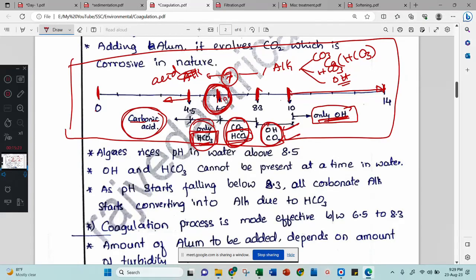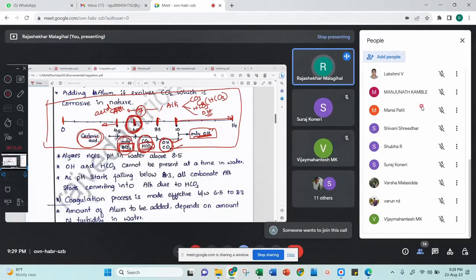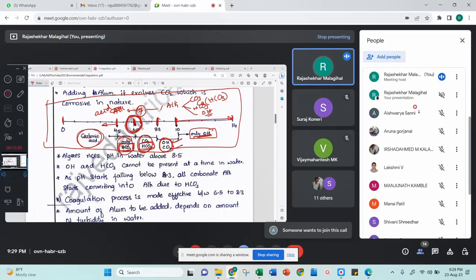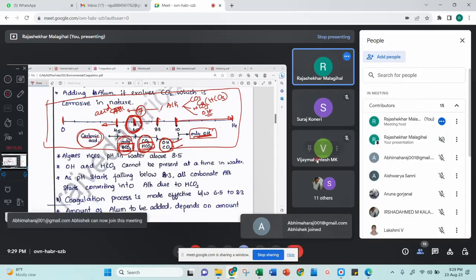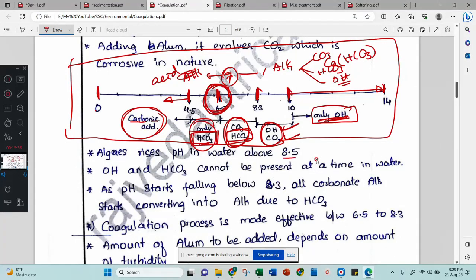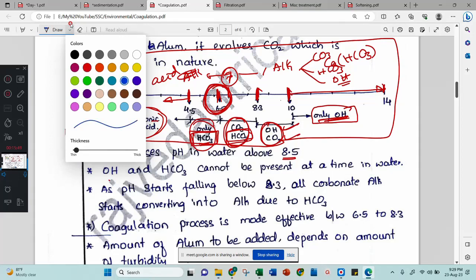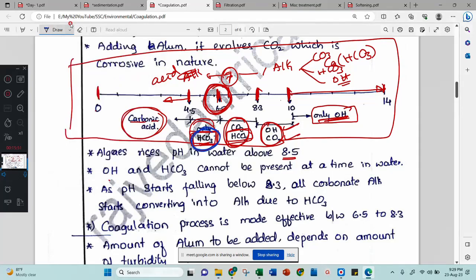Okay, the algae raises the pH in water above 8.5. You remember this one. Whenever algae are present in the water, they will raise the pH of the water. Okay, how much? 8.5. Then OH and HCO3 cannot be present at a time in water. Always remember this. Where is the OH, HCO3, with blue color, concentrate on the blue color. See here, HCO3 is here and OH is here. Okay, they are very far away from each other. OH and HCO3 cannot be present at a time in water.